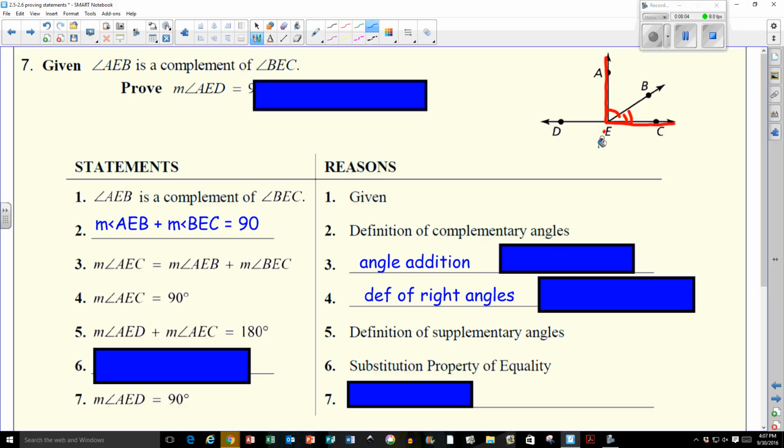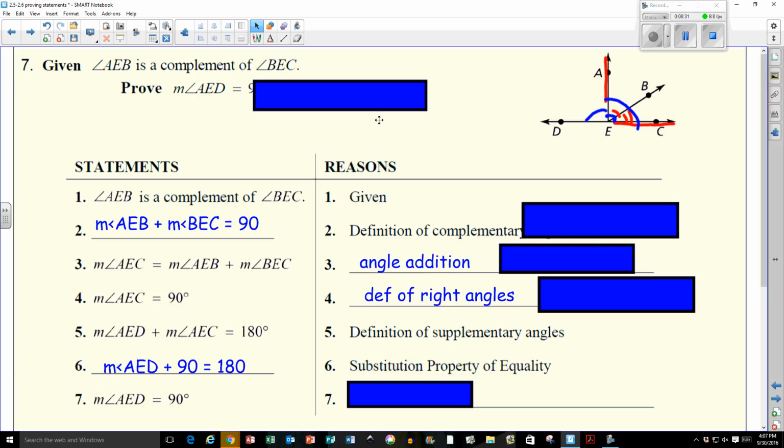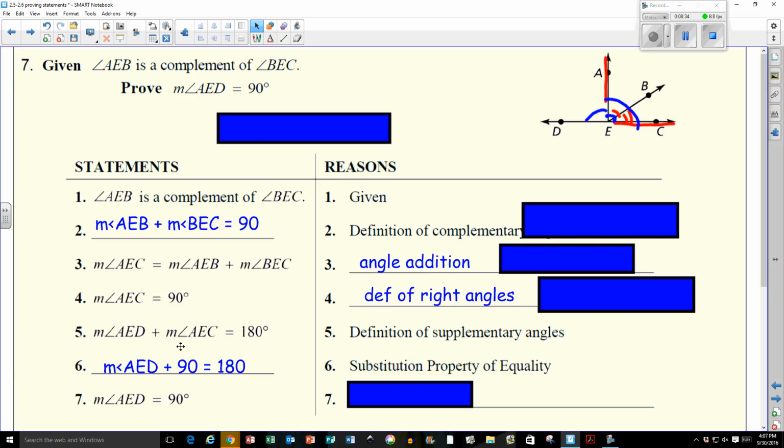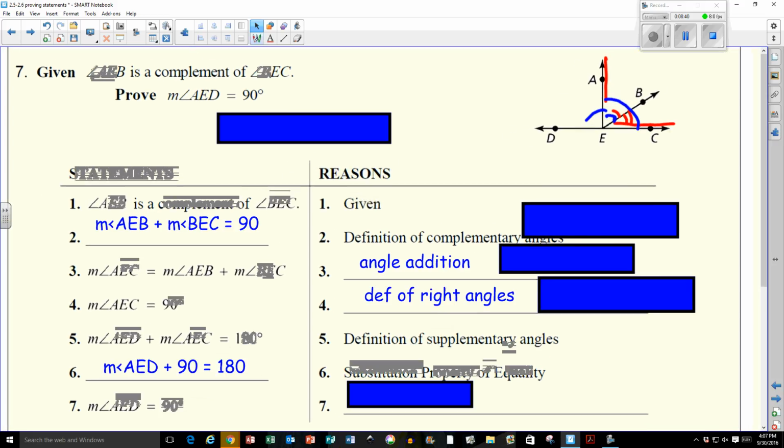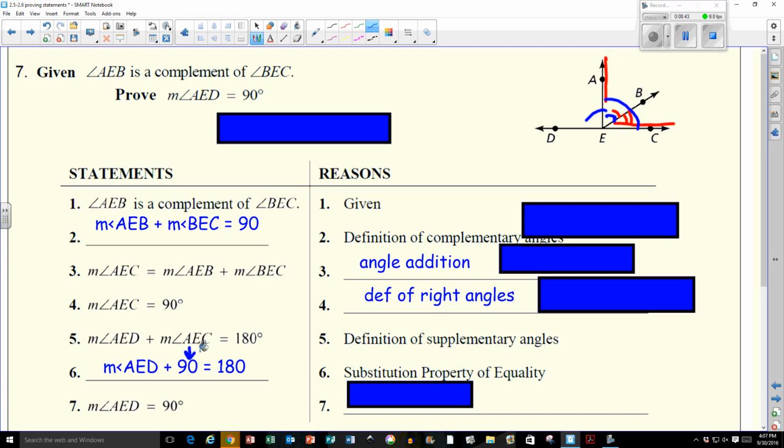And now I know that if AEC is 90, then this one over here is 90, or not necessarily 90. Let's back up a little bit. I know that this one is 90, but I know that this one plus this one is a linear pair, so I know they're supplementary. So they're going to add up to 180. And I know that AED plus 90, because remember AEC is 90, we proved that right here. We said that AEC was 90, so I'm going to replace AEC with 90. So that was substitution.